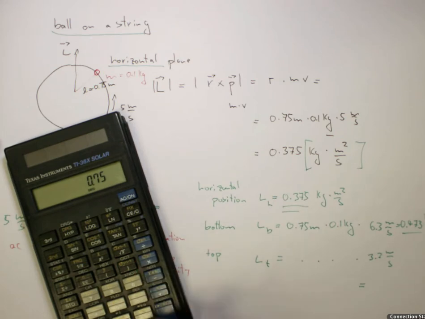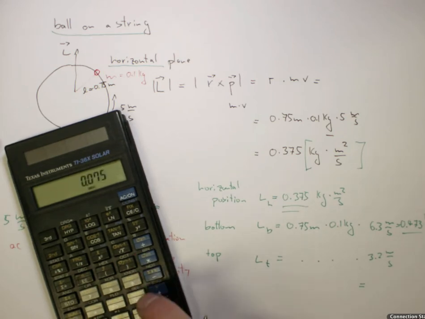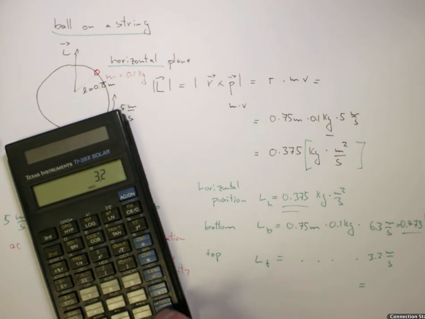and at the bottom we get 0.75 times 0.1 times 3.2, which is 0.24 kilograms meters squared per second.